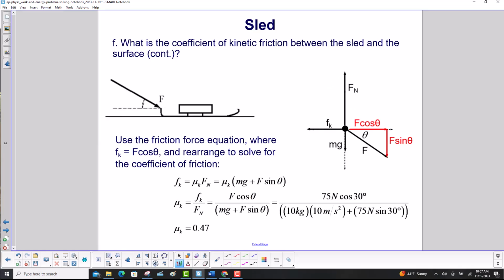Now use the friction force equation, where the friction force is equal to F cosine theta, and rearrange to solve for the coefficient of friction. So here's our friction force, and it's mu k times the normal force that we found on the previous slide. Now rearrange this first equation and get mu k is the friction force over the normal force. Here's our friction force, here's the normal force, substitute in our values, and get mu k is equal to 0.47.